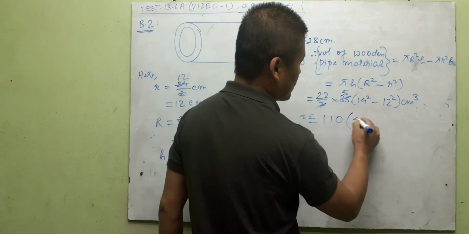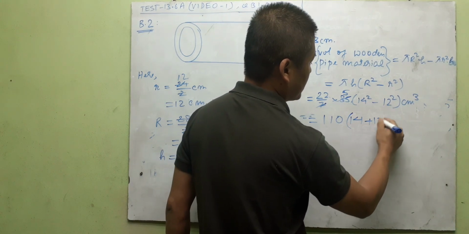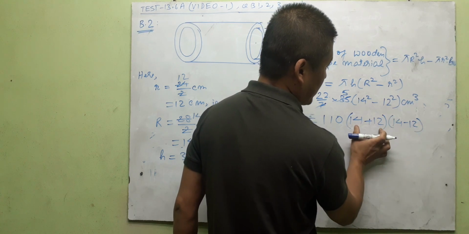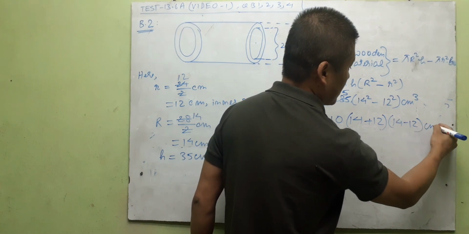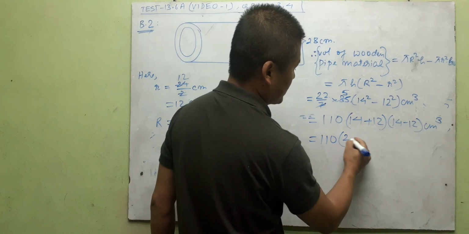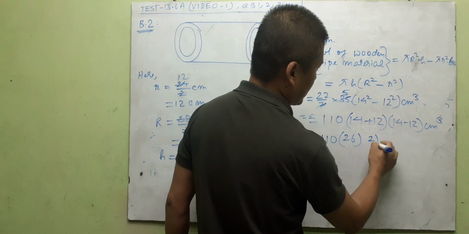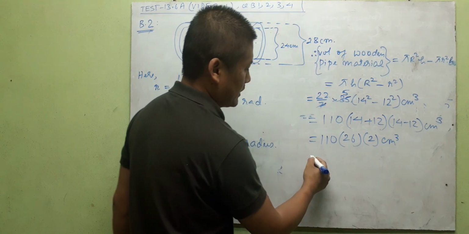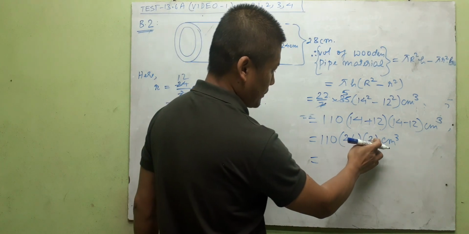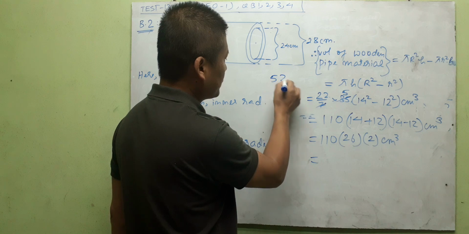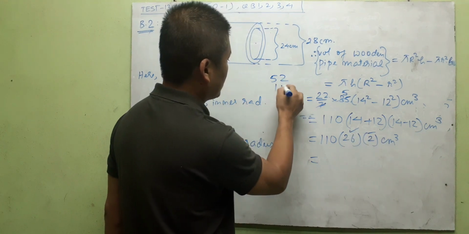A square minus B square formula you can apply: A plus B into A minus B. A square minus B square equals A plus B into A minus B, and here same thing, centimeter cube. So here 110 into this 2 added is 26. This is subtracted, 14 minus 12 is 2. Very common sense, understand very easily. So here 26 2s are 52.